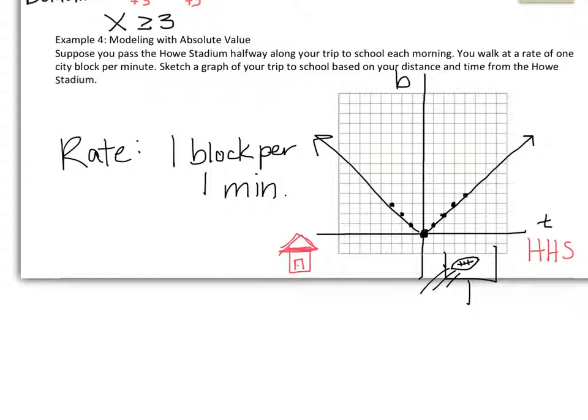Time, we can say the time before and the time after we were at the stadium, but the distance is always positive. You only have 1 word problem like this. And you don't have to write an equation. All you have to do is graph.